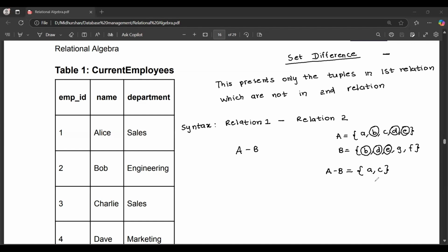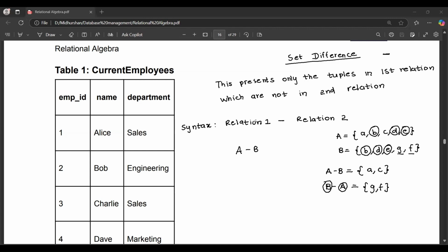Therefore, we can say A minus B is equal to A, C. We can do this in the reverse direction also if we wanted. If you do B minus A, that will result in G and F. Why? Here, B will be the first relation and A will be the second relation. So we have to know that set difference is not commutative. So G, F. That's it.